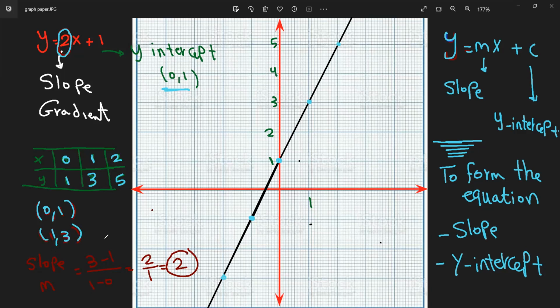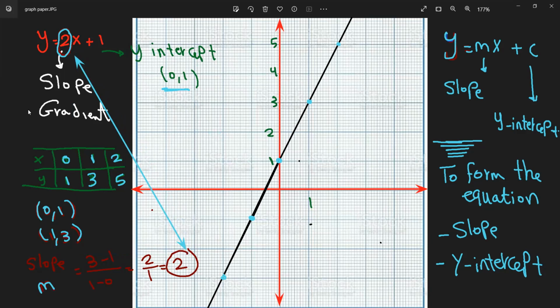What is the slope? It is y2 minus y1 over x2 minus x1. So it's 3 minus 1 over 1 minus 0, which is 2 over 1, 2. That's m, the slope. As you see here, the slope is the same as the coefficient of x. So here this 2 is the same as the coefficient of x.